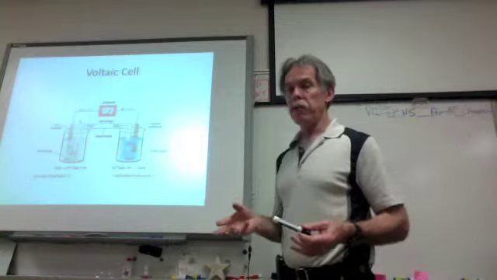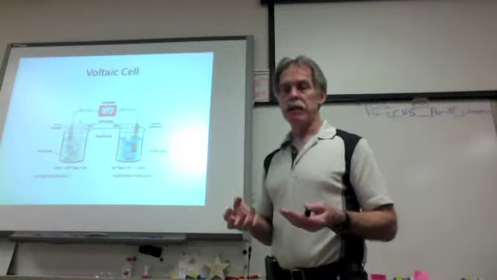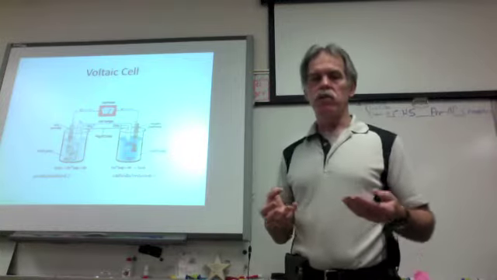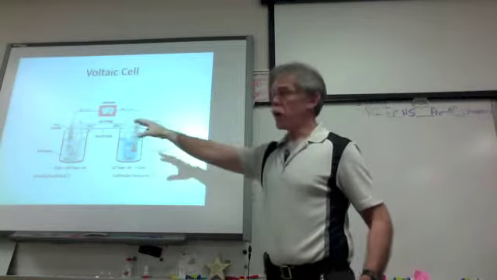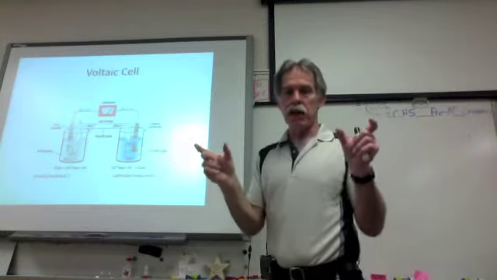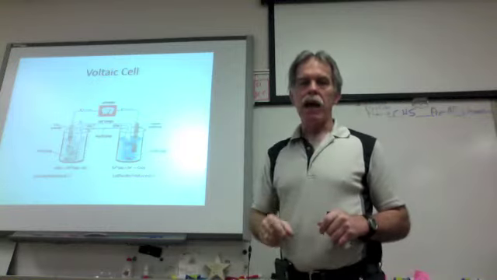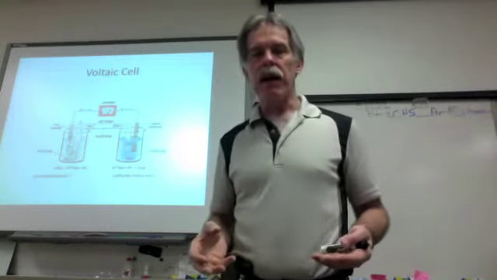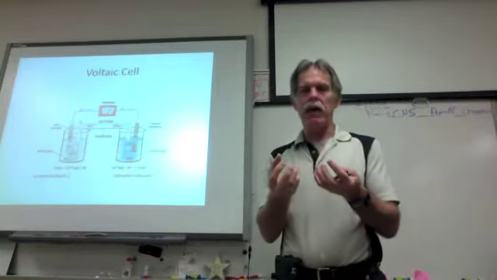What do you have to be able to do? I'm going to give you two metals, and you draw a voltaic cell from there. Now, there are two general models for a voltaic cell. One of them, like the first one in your notes, has two separate dishes, and it has a bridge that connects it.